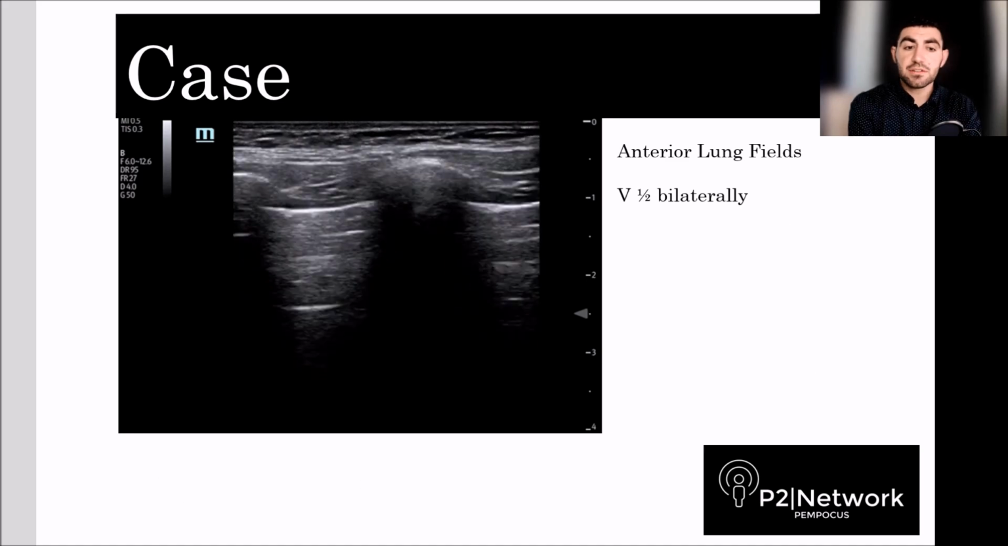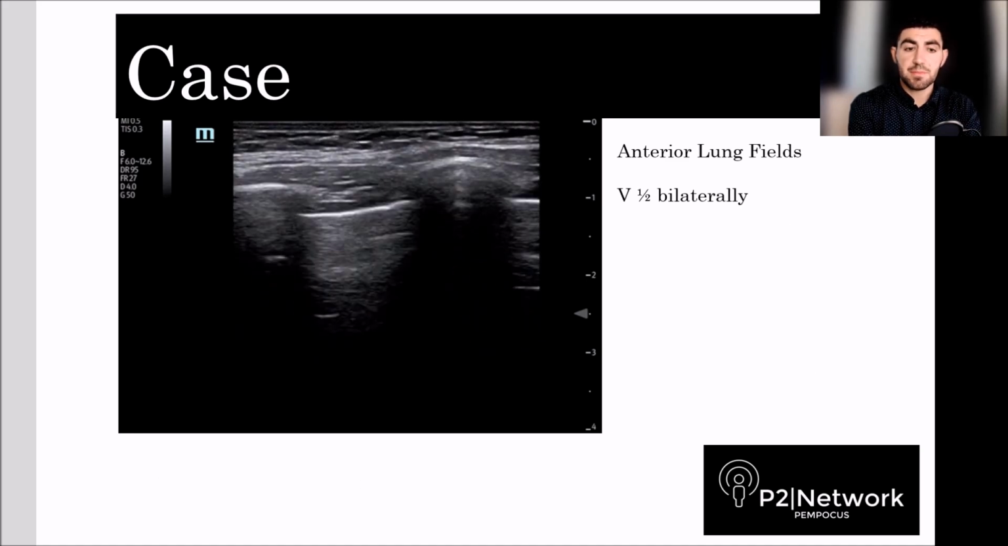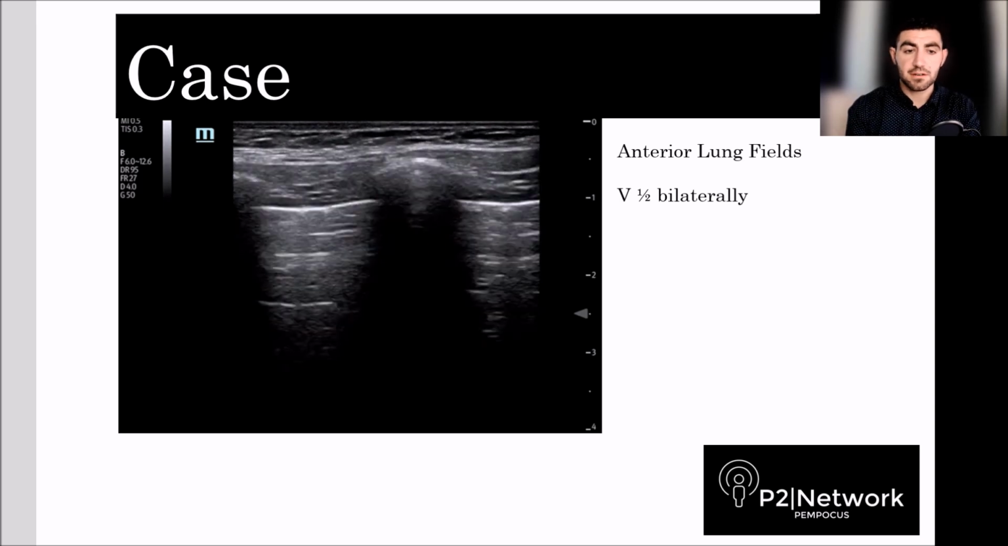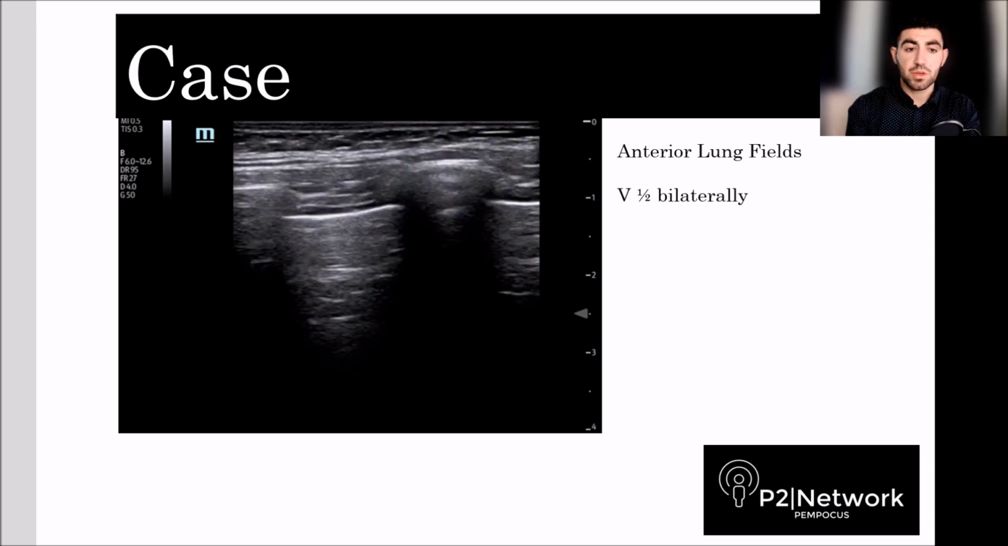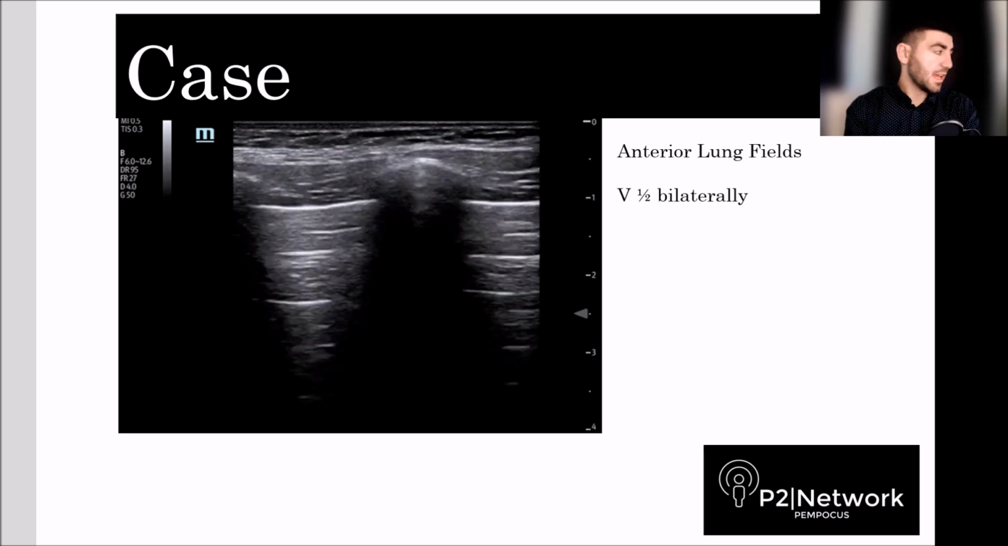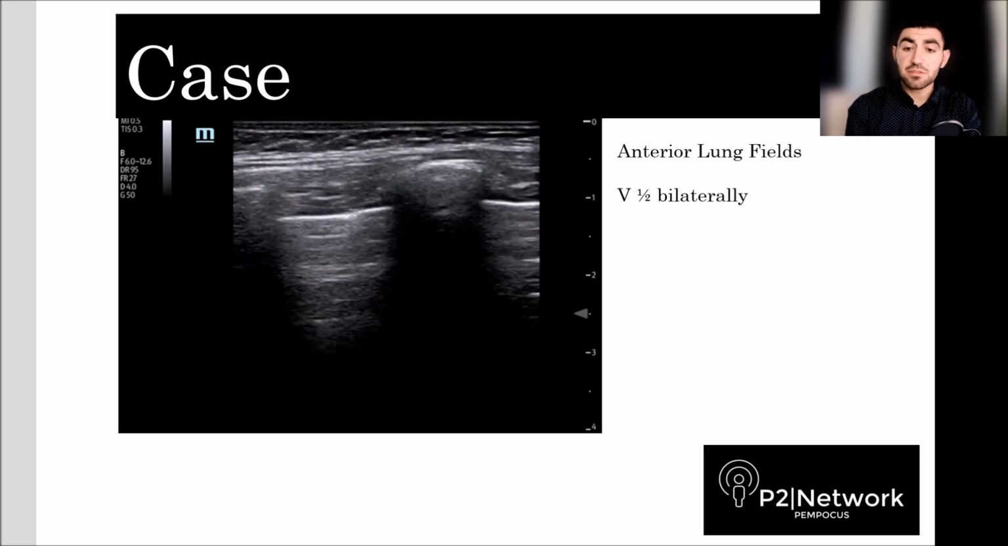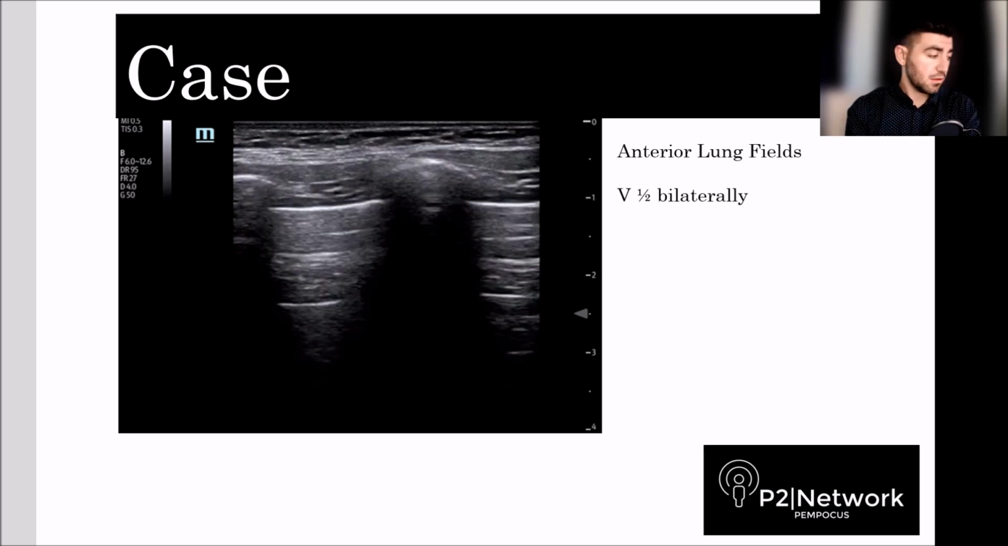And here's what the ultrasound showed. So think back to what we just talked about. What are we seeing here? We are seeing sliding lung, and we are seeing A-lines. So that's reassuring for at least that area of the lung being normal.